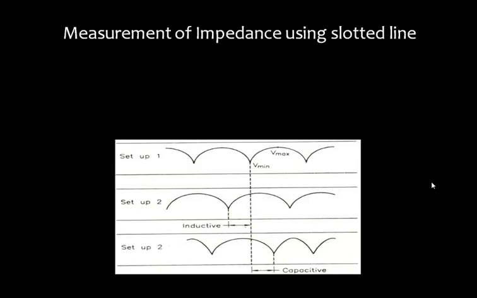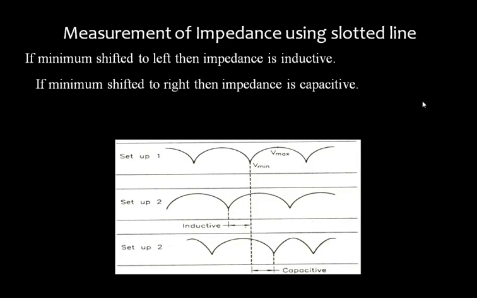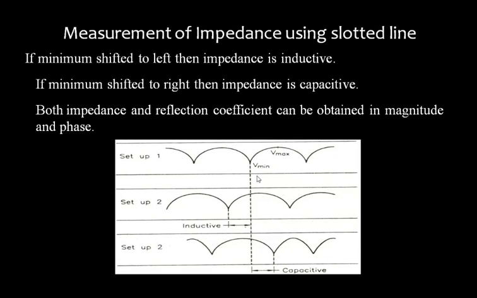So with known load you are having this output Vmax and Vmin. In the setup number 2, if your shift is to the left side, you can say your load is inductive. So if the minimum shifted to the left, then you can say your impedance is inductive. If your minimum shifted to the right, then you can say your impedance is capacitive. So you can find out what kind of impedance you have connected. Is it inductive? Is it capacitive?